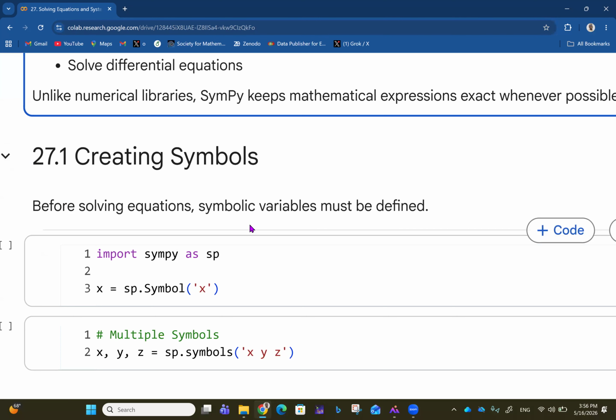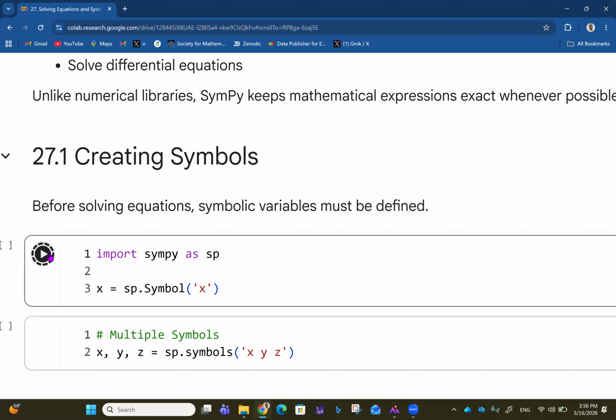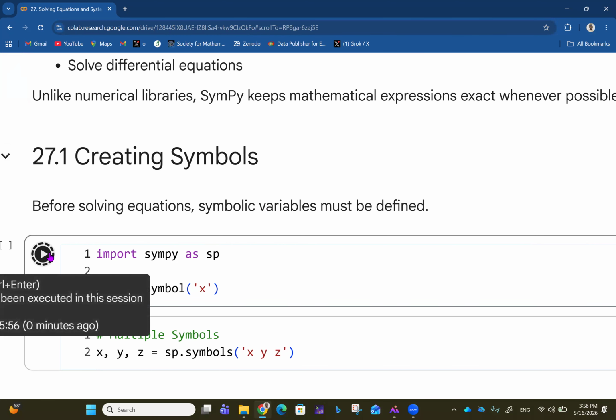So before solving equations, symbolic variables must be defined. You have to define the variables you want to use so that, in case you have several variables, you'll be able to distinguish which ones are your variables. So import SymPy as SP. That's where we import, and then we have a variable here which is x. This is when you are declaring a single variable. You use capital S Symbol, not plural. So you have x right there.